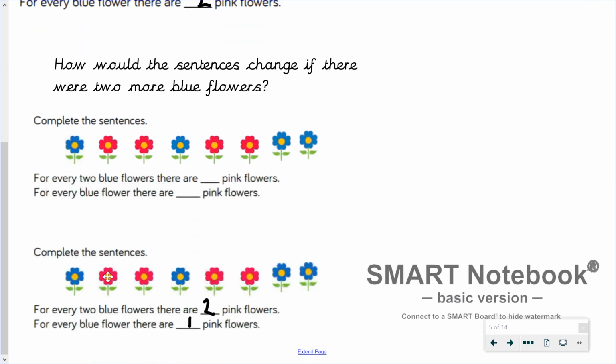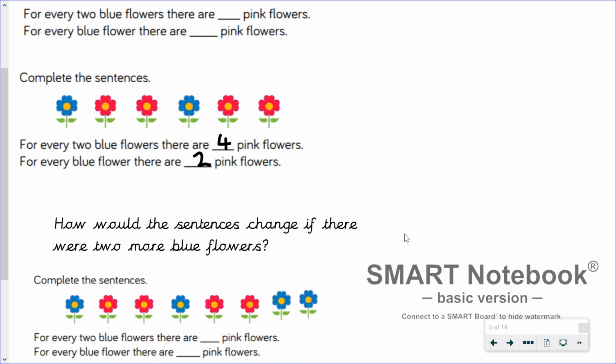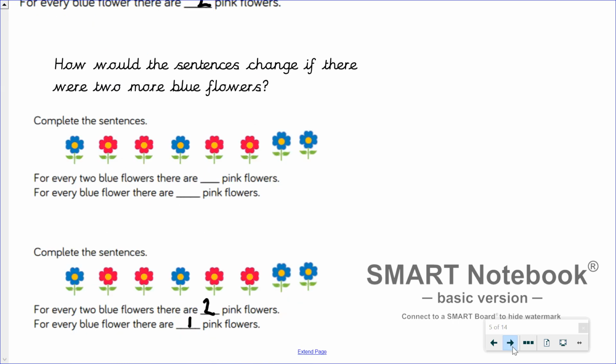And then for every 2 blue flowers, there'd now be 2 pink ones to go alongside it. So these 2 blues would have these 2 pink ones. And if they're the same amount of blue and pink, there'd be a 1-to-1. So for every blue flower, there'd be a pink one. They'd each have 1. So we're talking about using for every to discuss relationships between numbers.